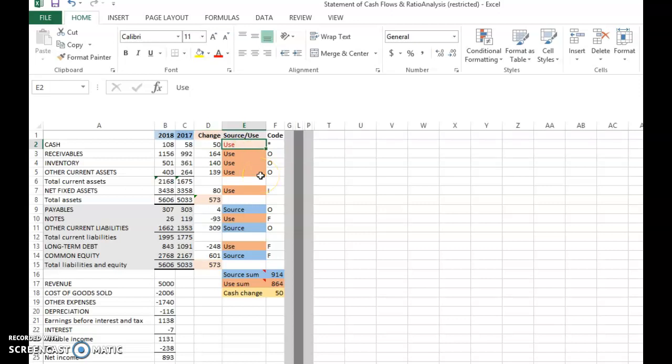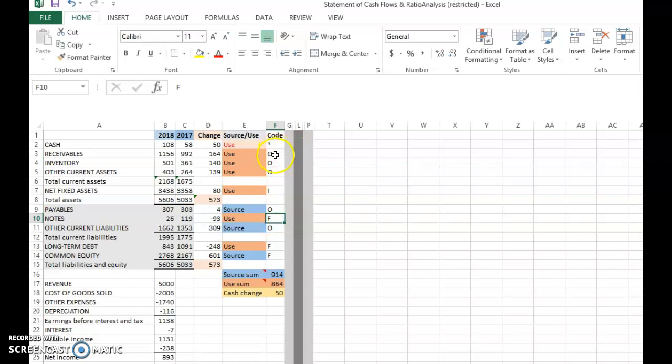Now the next step: this is step number 1, remember, this column. Step number 2 is the E column here. Now step number 3 is the F column here. For all these items, you have to categorize them. Just now we categorized them as either a use or a source, except for cash. The next step would be to categorize them into the 3 activities. Remember the 3 activities? Whether it is an operating activity, an investment activity, or a financing activity.